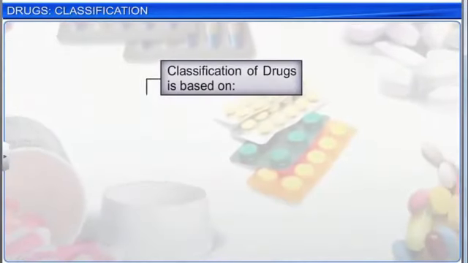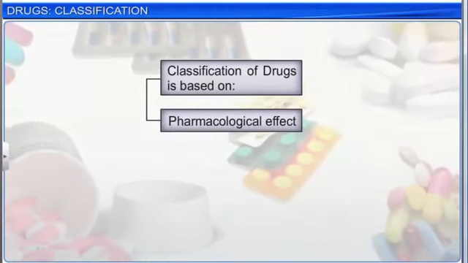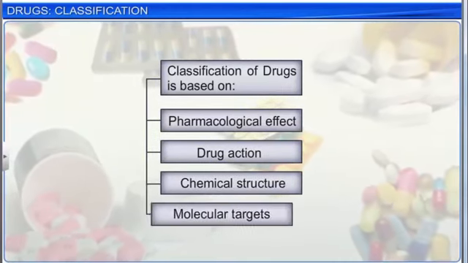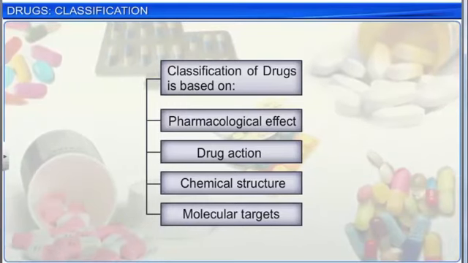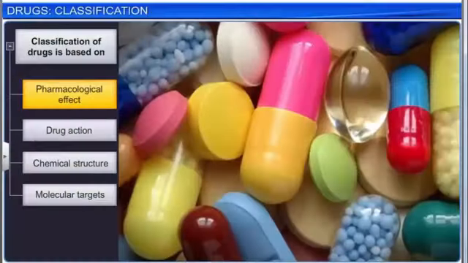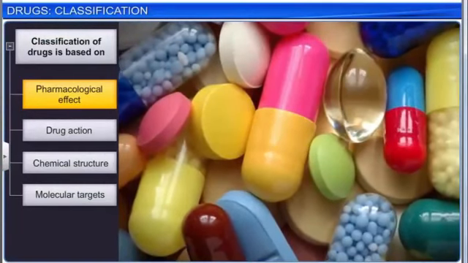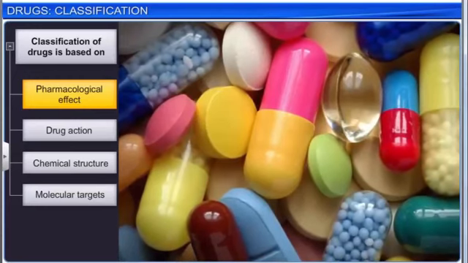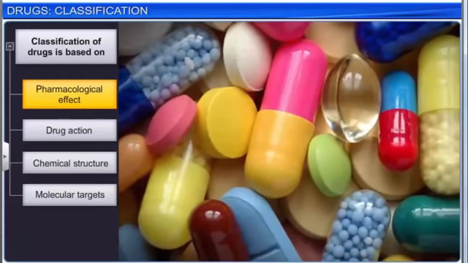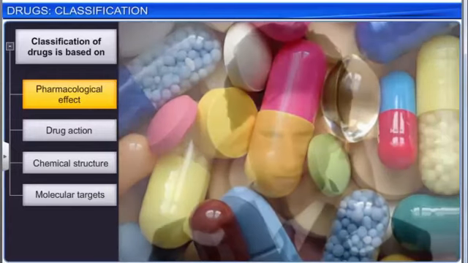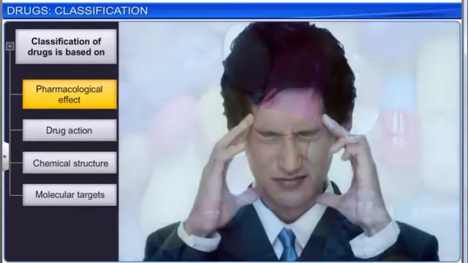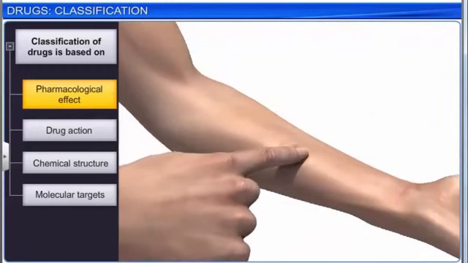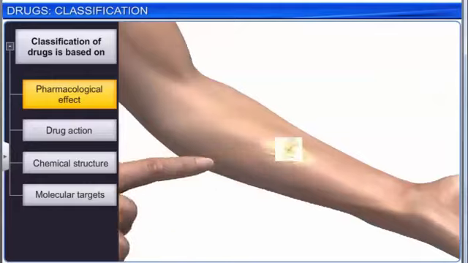Drugs can be classified on the basis of their pharmacological effect, drug action, chemical structure, and molecular targets. Drugs classified on the basis of their biological or pharmacological effects are useful in treating a particular type of problem. For example, analgesics have a pain-killing effect, whereas antiseptics kill or arrest the growth of harmful microorganisms.